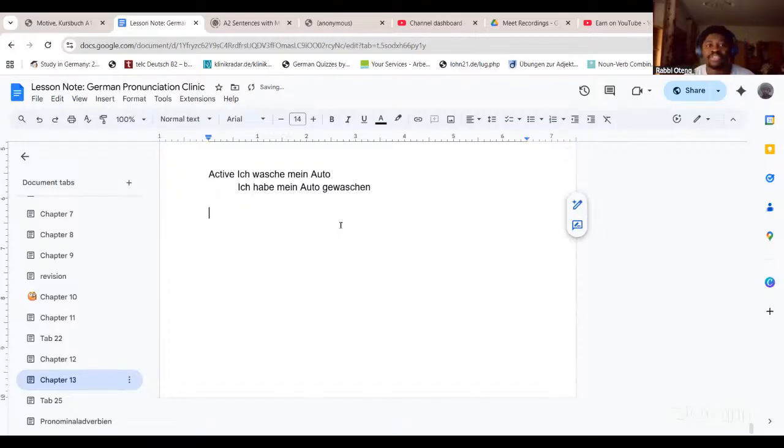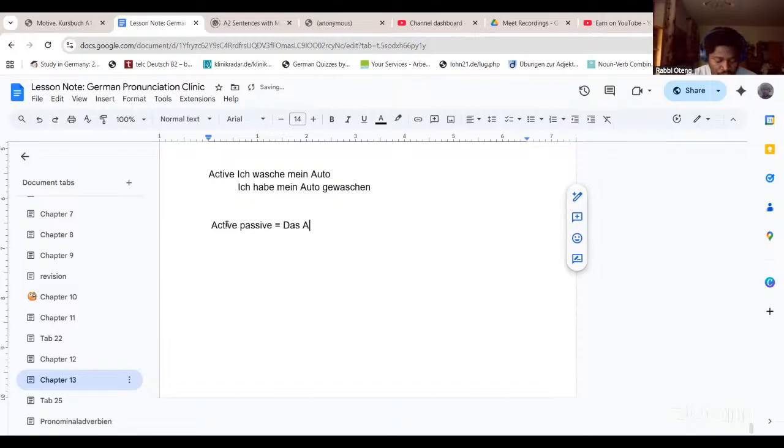Okay, now we want to use the passive voice. The passive voice is when we ignore the performer or the doer of the action. Okay, but then we give more emphasis to the action being performed on the direct object. So the active passive will be: the car is being washed.